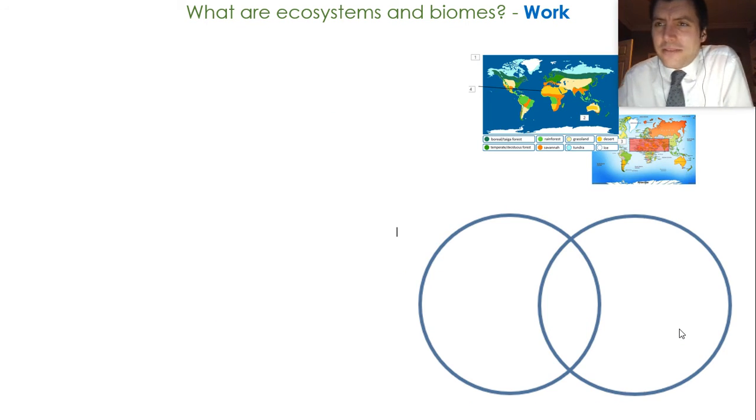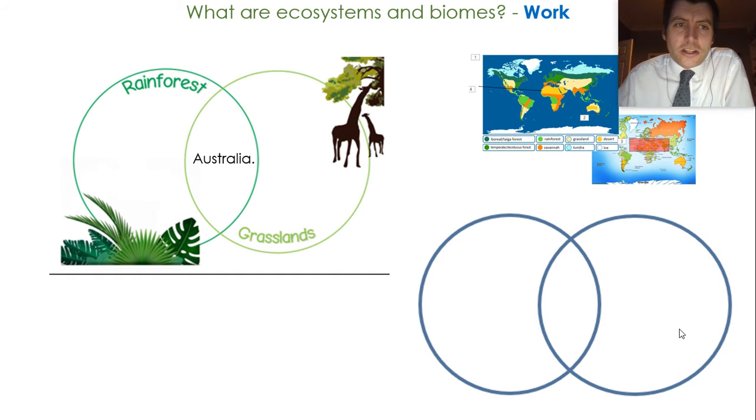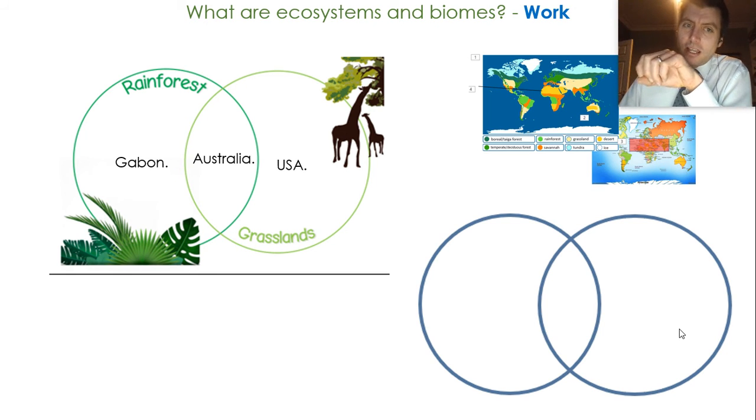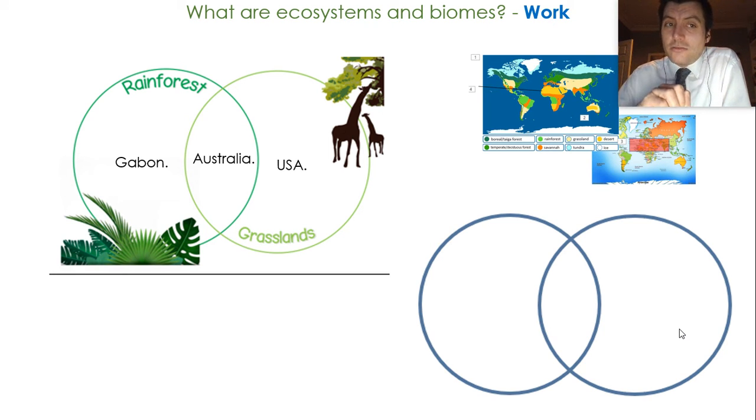Your second task, guys, is a bit of a classification task. So you're going to see that you've got a Venn diagram. The first one is about rainforest and grasslands. And you're going to identify that, if you look on your maps that you originally had, Australia has both rainforest and grasslands in. You're also then going to see that Gabon only has rainforest, it doesn't have grasslands. You're going to see that USA has grasslands but doesn't have rainforest. And then you're going to try and classify where our countries would be.